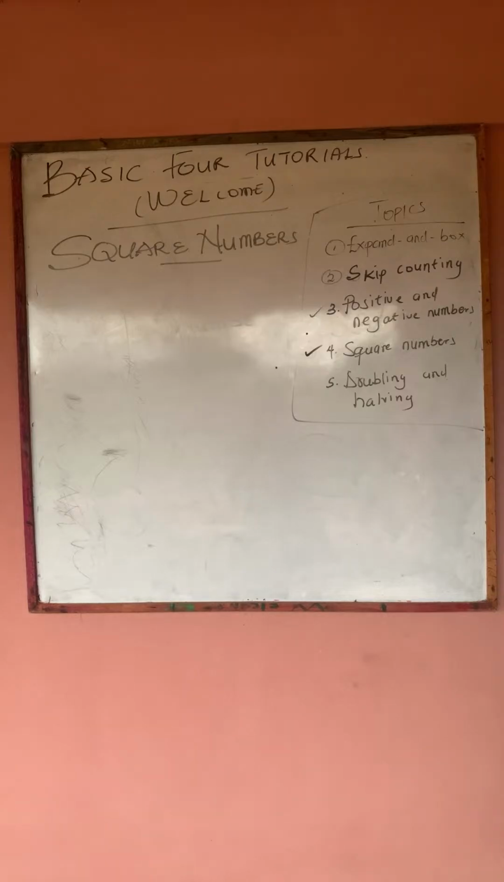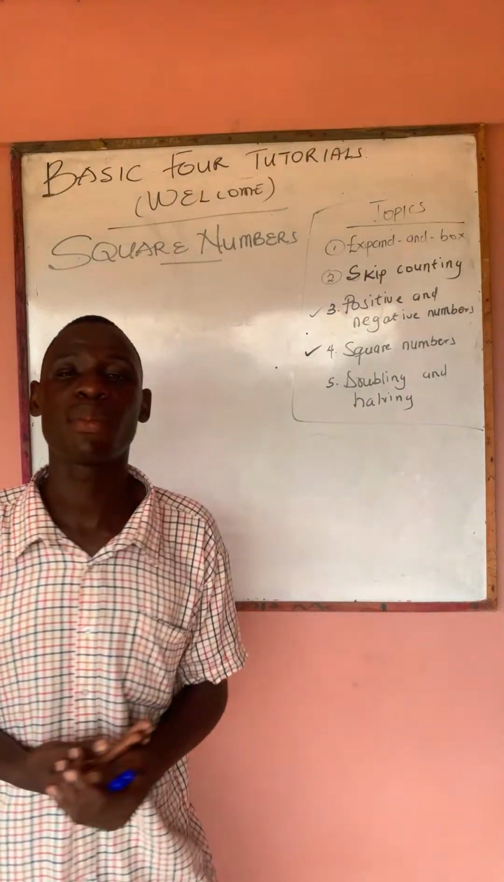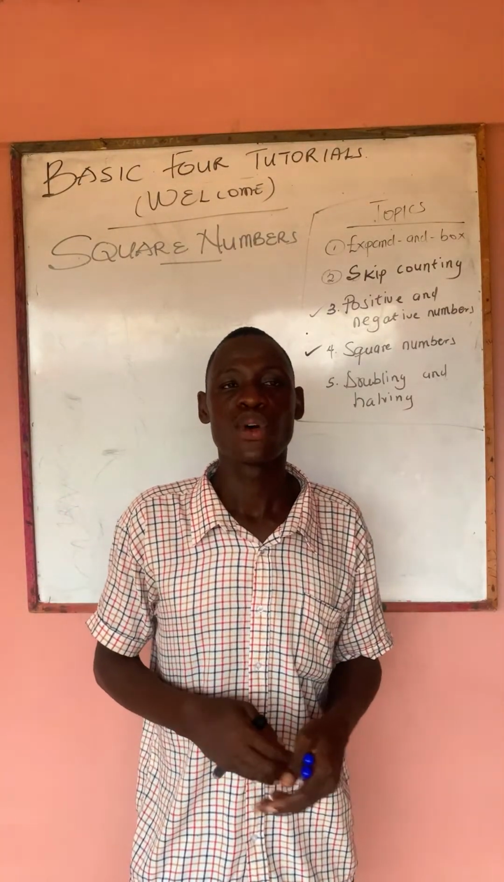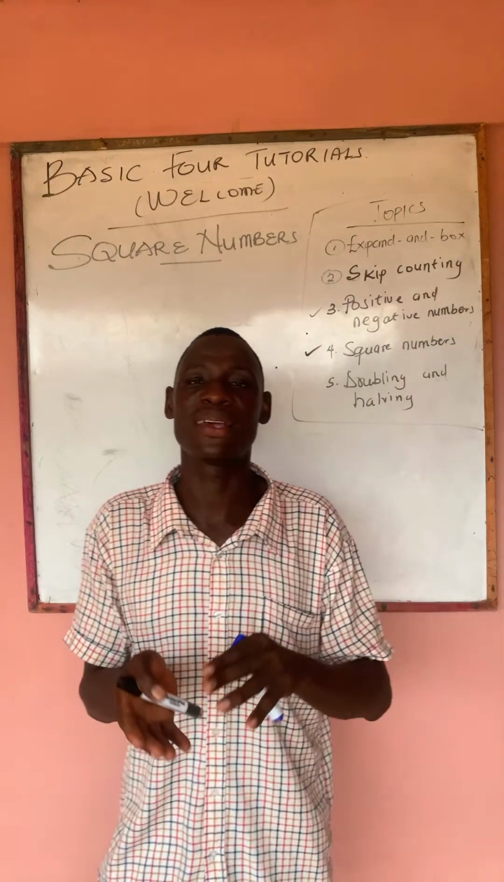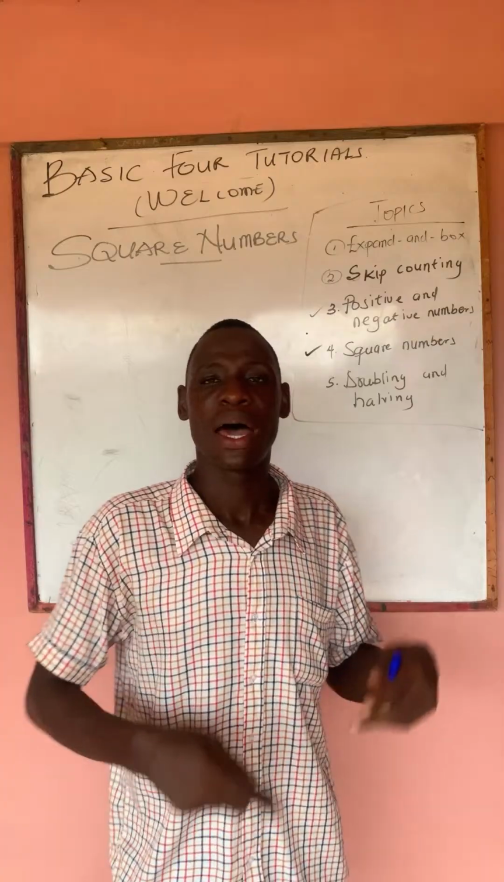Who else has any other contribution to square numbers? Okay, Osman is saying it's a number that multiplies itself. Yes, that's correct. Craig is saying square numbers are numbers that are multiplied by itself. Okay, that's good. So a square number is a number that multiplies itself. So when a number multiplies itself, the number is a square number. Okay. How does the number multiply itself?